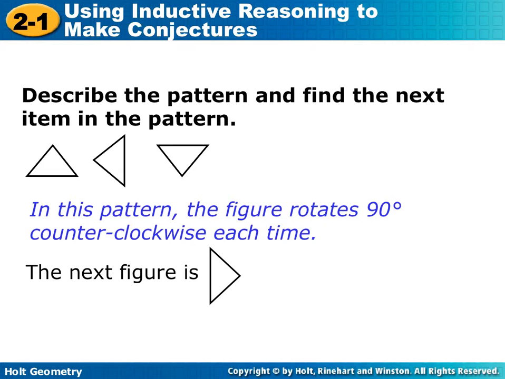Now to describe it, notice what their wording was. In the pattern, the figure rotates 90 degrees counterclockwise each time. Counterclockwise, like backwards from the clock. So think about taking that first one and turning it a quarter of a turn, turning it another quarter, and then a third one.